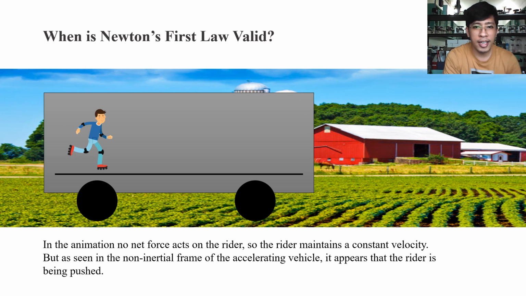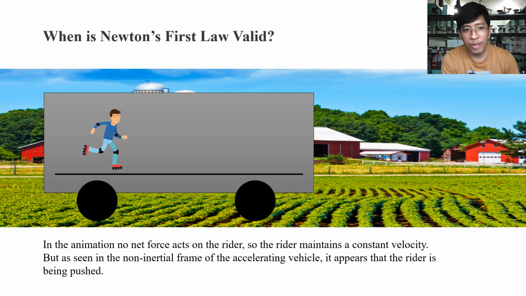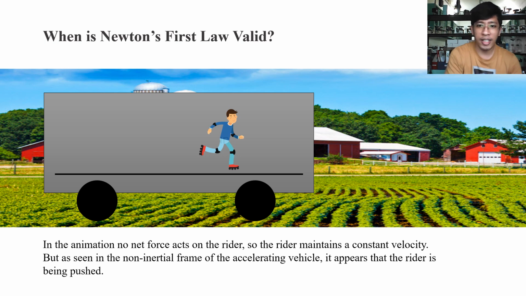Okay, so the bus is moving, and then the bus suddenly stops. But when the bus suddenly stops, you'd observe that you're actually continuously moving. This is what I was talking about earlier. Unless something stops this roller skater, like, for example, if he hits the front end of the bus, if there is none, then this roller skater will move forward until something stops him. In the animation, no net force acts on the rider, so the rider maintains a constant velocity, still moving forward even when the bus stops.